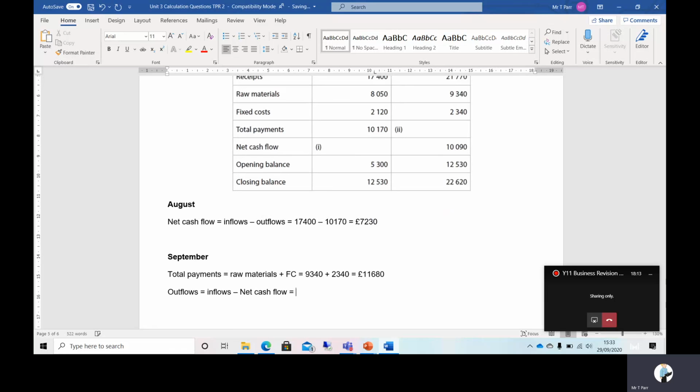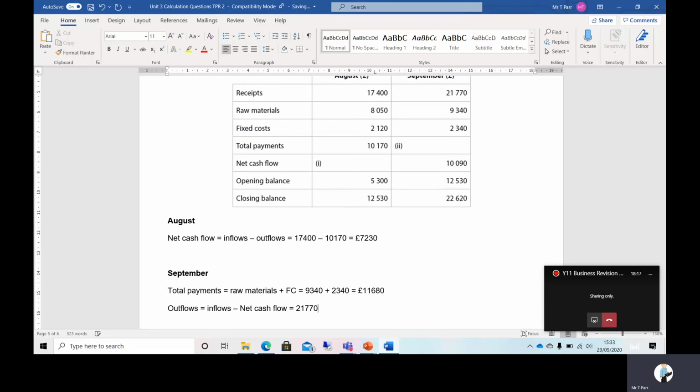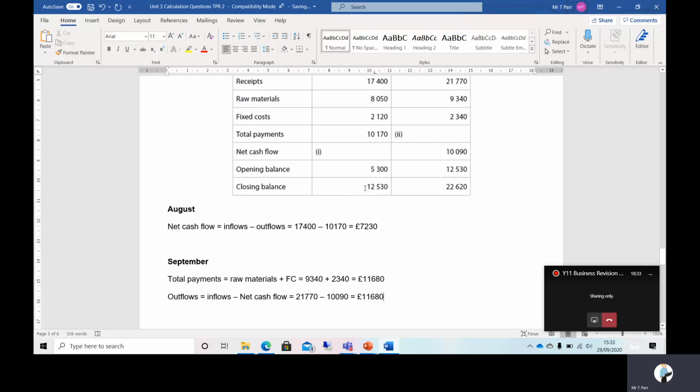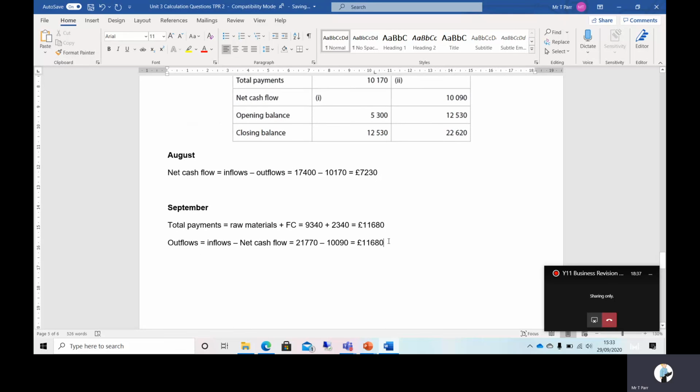In which case, our inflows for September are our receipts, 21,770. Our net cash flow is 10,090. And if you put it through a calculator, that comes out as 11,680. So it's exactly the same. I think for this particular thing, you get the mark. Yeah, it's a mark for each one. But it's always a good way of double checking you've got the right answer.